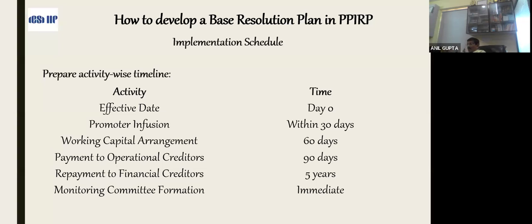implementation schedule. When the base resolution plan is approved, that is day zero; promoters bring the cash within 30 days, or working capital arrangement within 60 days, you have to finalize the working capital. Payment to operational creditors within 90 days. Like that, one example I am giving, those are not standards. And repayment of the financial creditor within 5 years. And monitoring committee formation, immediately I will finalize the monitoring committee formation. So the implementation schedule also is to be mentioned in the base resolution plan.